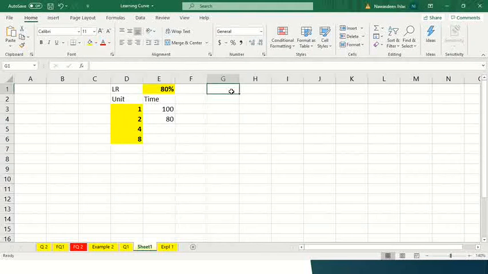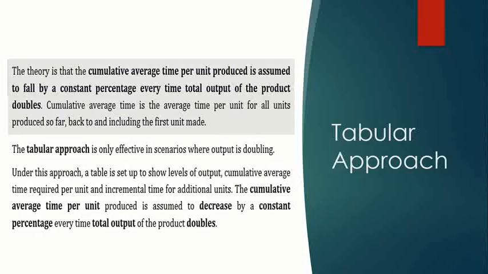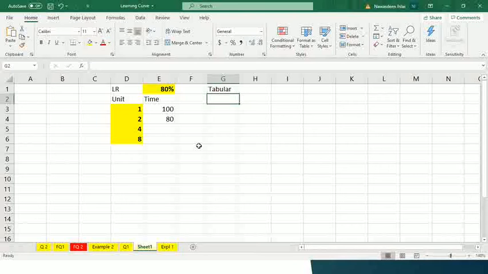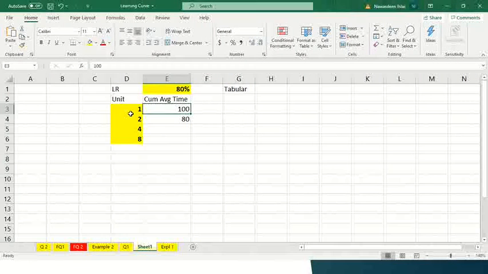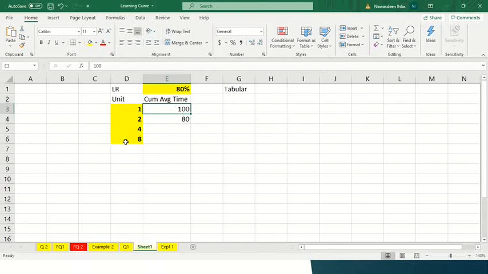Our first method, tabular approach, we can apply. So here what tabular approach says: cumulative average time per unit produced is assumed to fall by a constant percentage every time our output is getting doubled. So here in tabular approach what it says, the cumulative average time. So this is cumulative average time. So in tabular approach it says when our output is getting doubled, our cumulative average time will fall by a constant percentage.